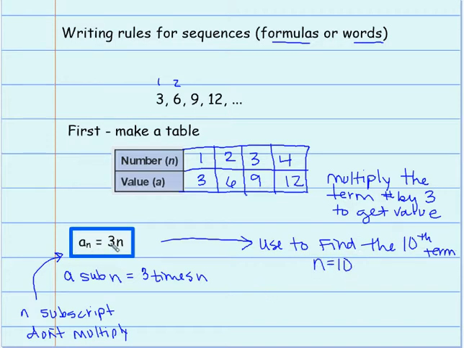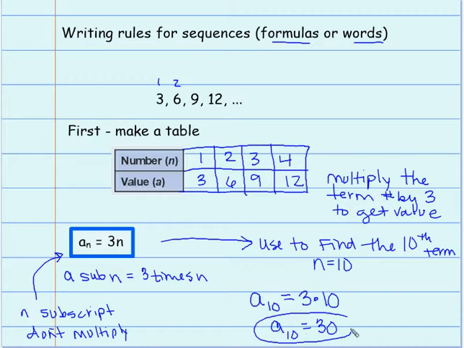So we're going to substitute 10 in for both of these n's, and we're going to go the value of the term n. We're going to place a 10 there. A sub 10, the value of the 10th term, equals 3 times 10. So a sub 10 equals 30.